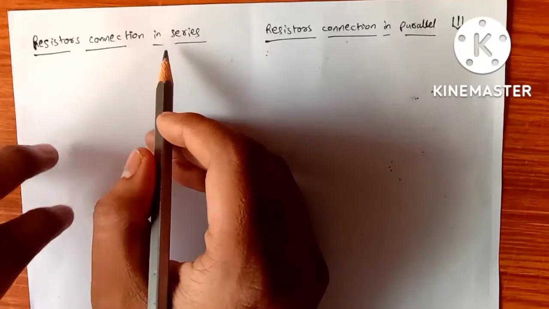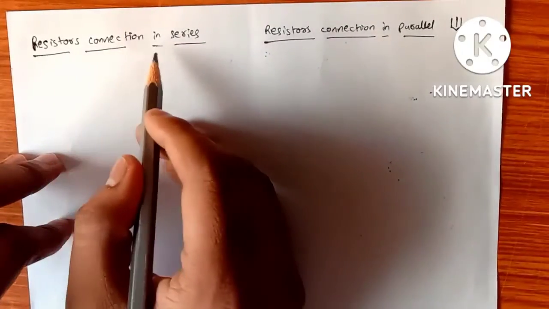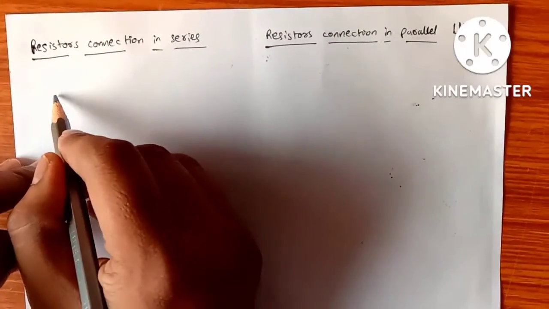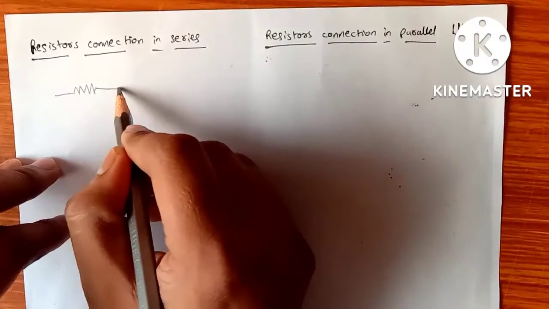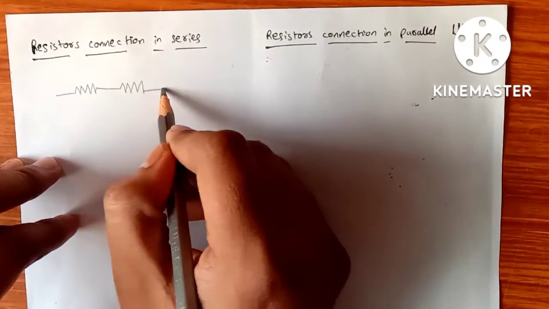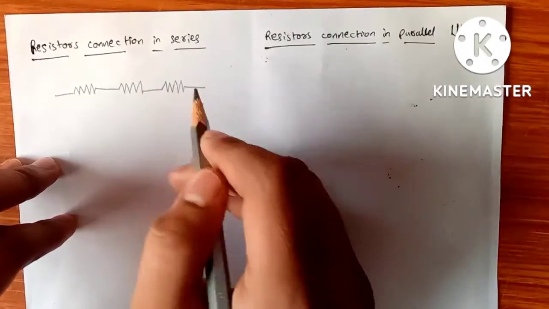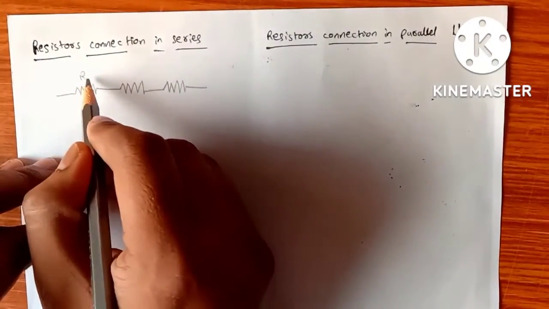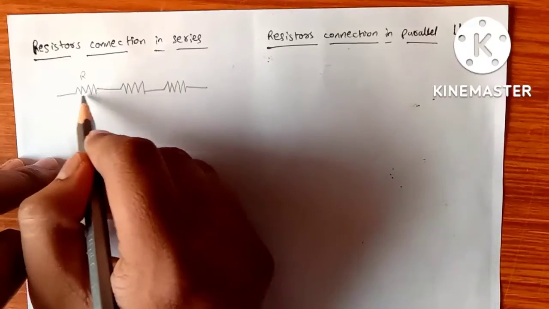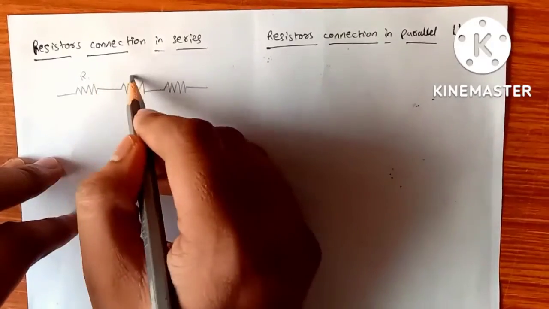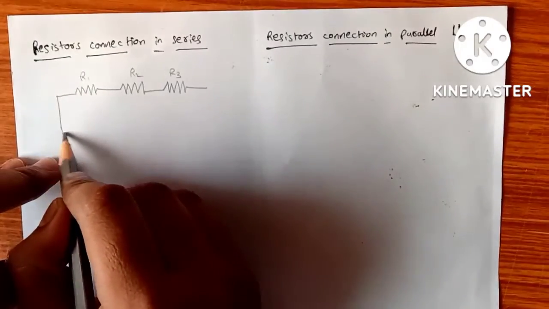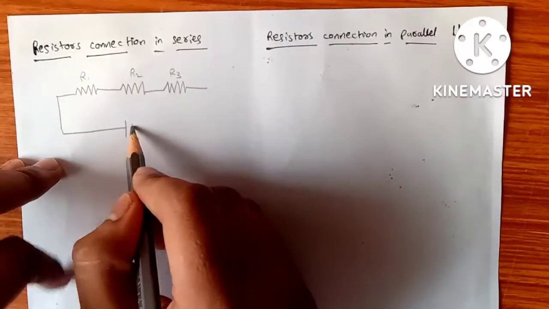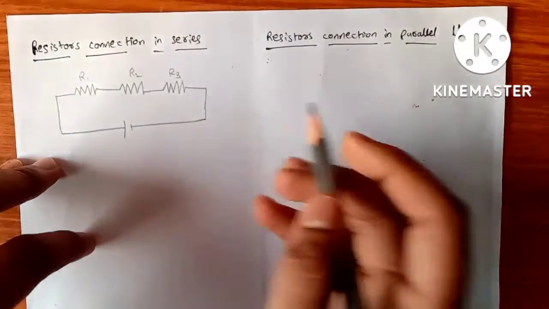What is connection of resistors in series? Let's see. When resistors are connected in serial manner in such a way, it is known as series connection. Let us name these resistors as R1, R2, R3, connected to a voltage source.